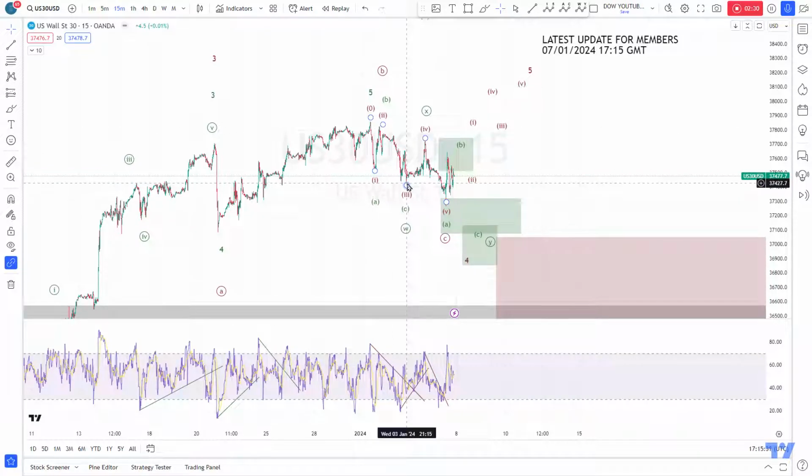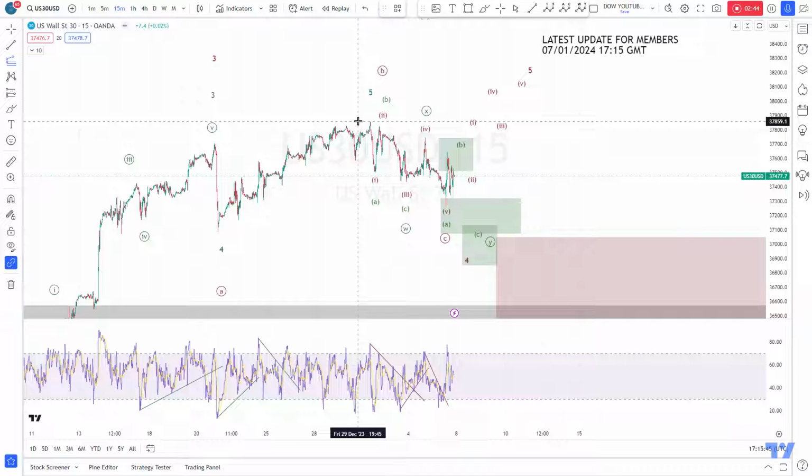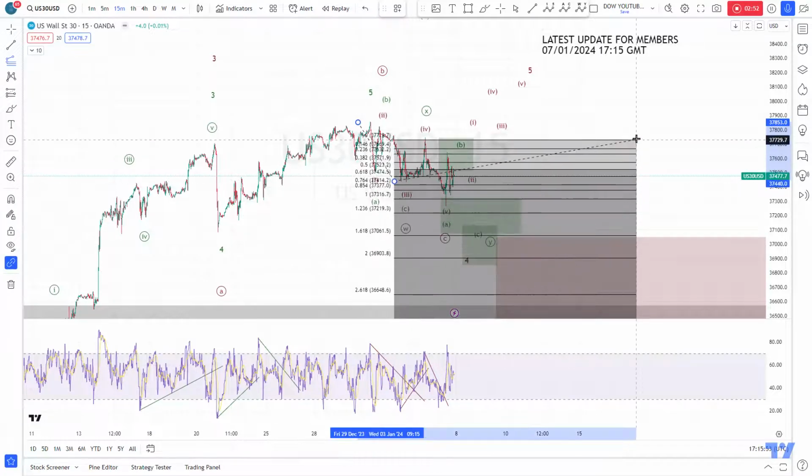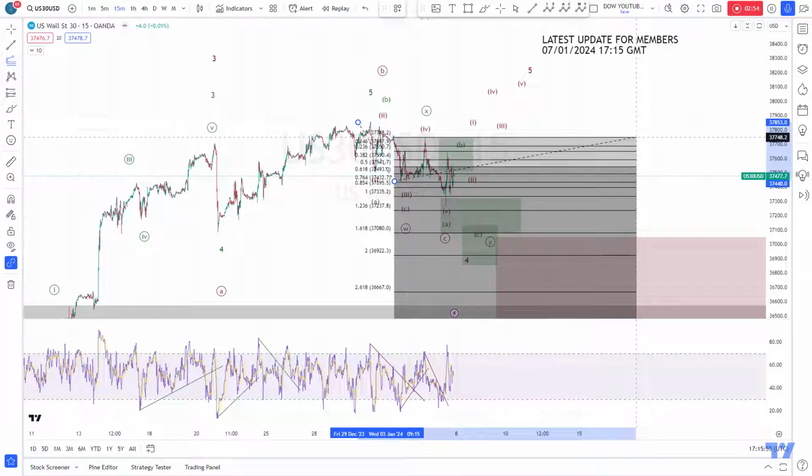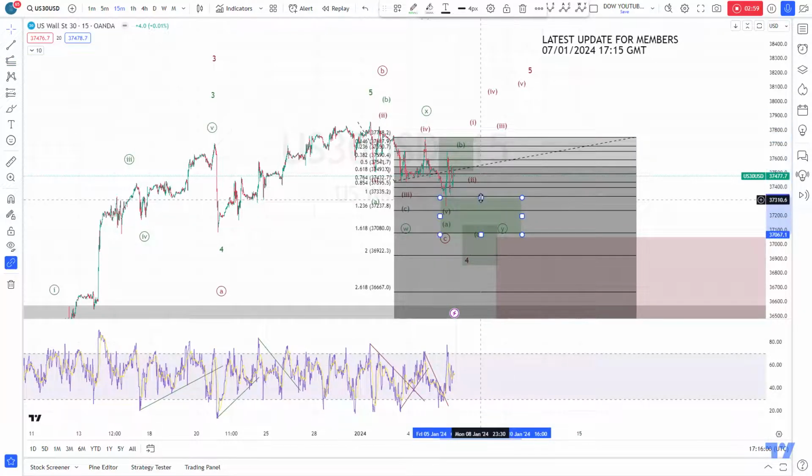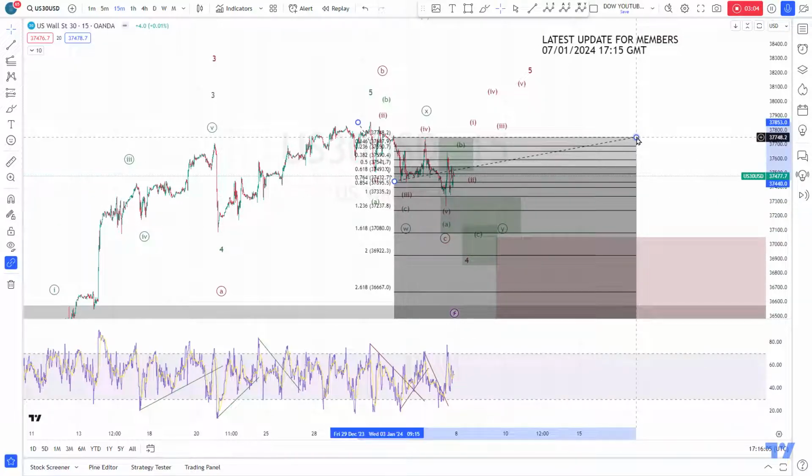and then here A, B, C, corrective structure, and here again A, B, C. And so then we can actually define some important levels. If we have a W, X, Y structure right here, then first of all, we know that if we take the length of the wave W, the length of the wave X, then here our wave Y should end in the area between the 1 and the 1.618 Fib extension.